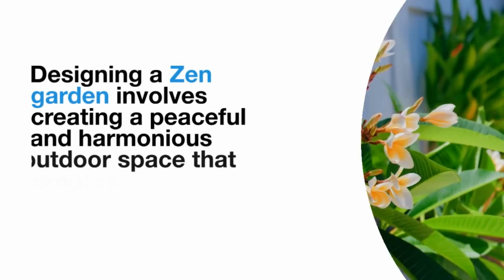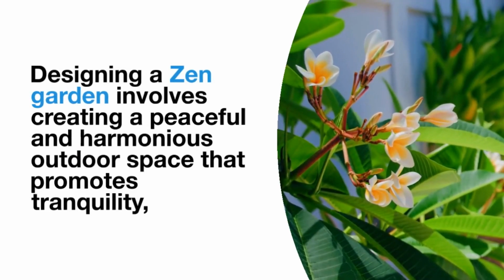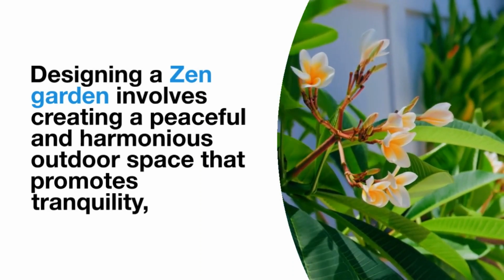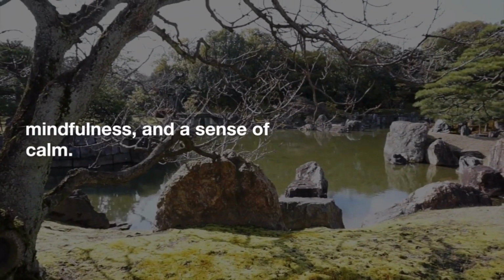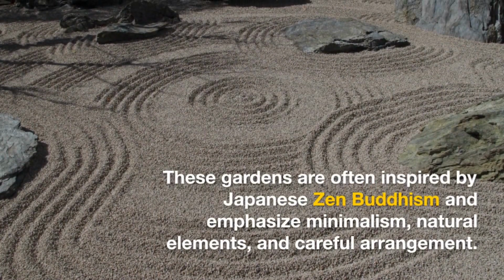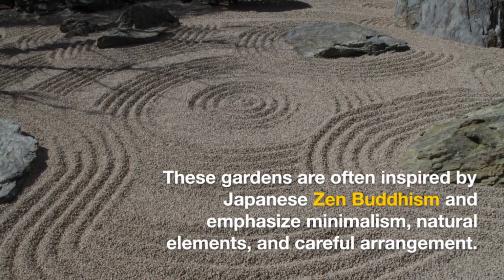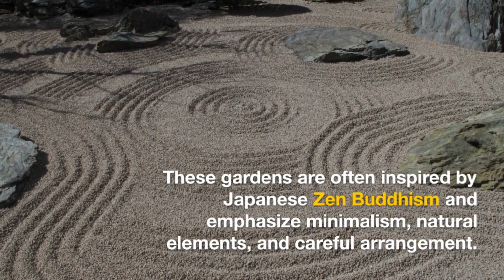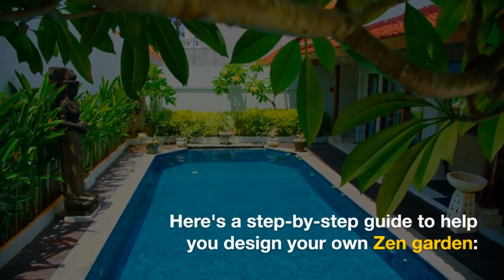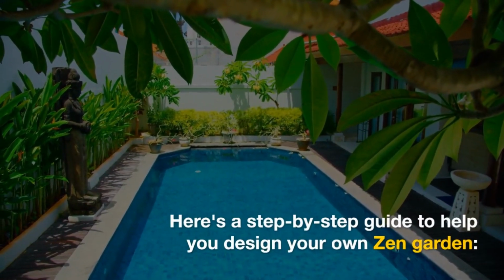Designing a Zen garden involves creating a peaceful and harmonious outdoor space that promotes tranquility, mindfulness, and a sense of calm. These gardens are often inspired by Japanese Zen Buddhism and emphasize minimalism, natural elements, and careful arrangement. Here's a step-by-step guide to help you design your own Zen garden.